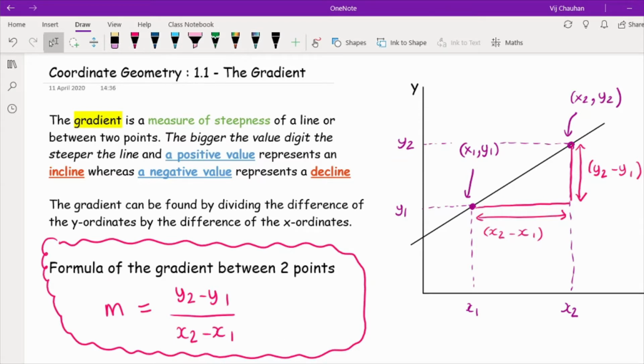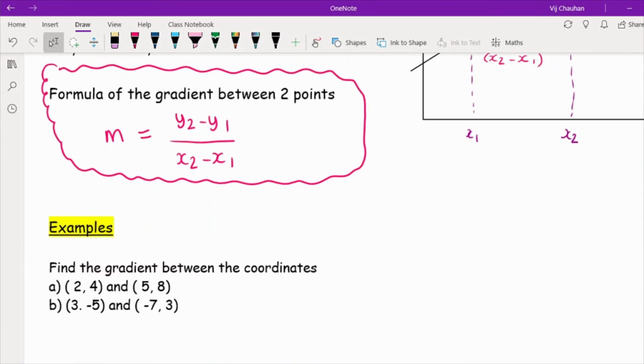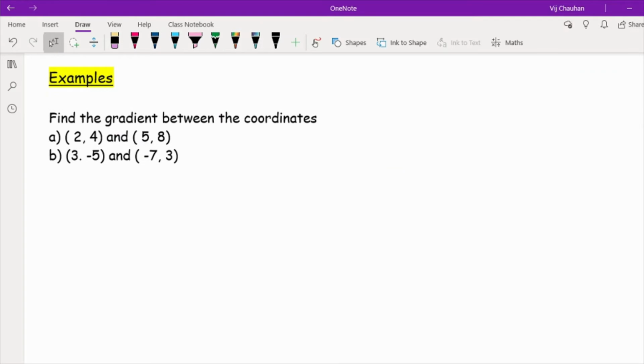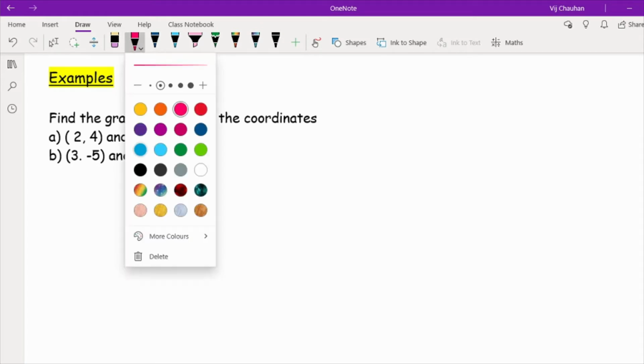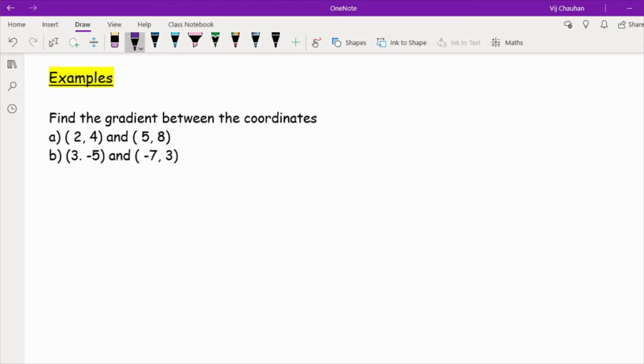And now let's have a look at some questions where we could use this particular formula. So moving on to these two examples, I've mixed these two examples up with the use of negative numbers, because that always seems to be a little bit more challenging. So let's first of all start by writing what the formula is.